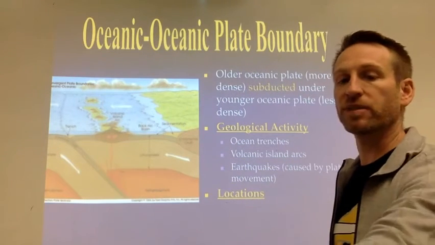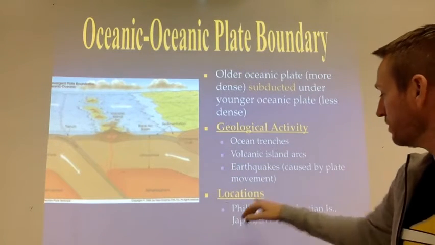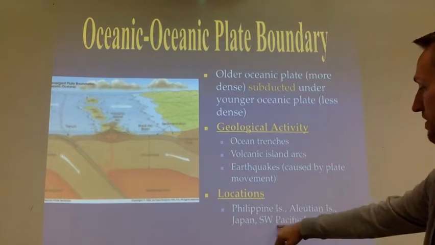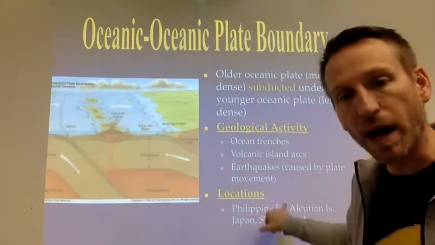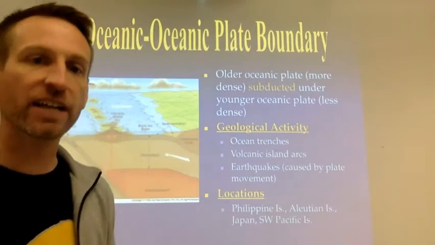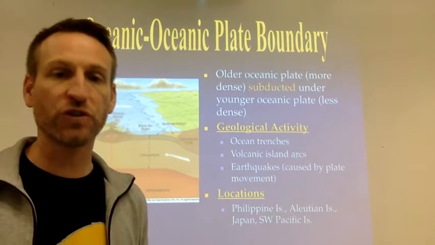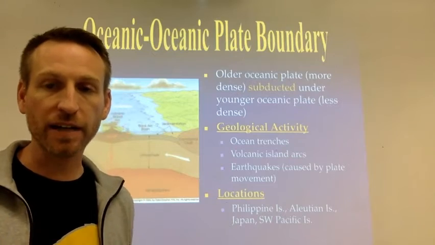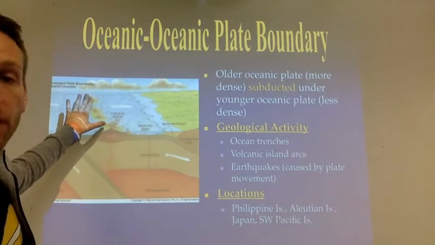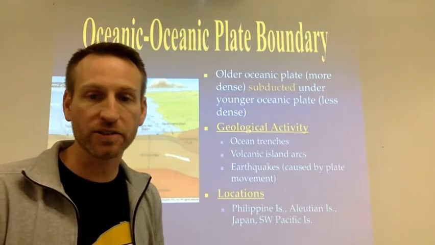All right, so where are some examples of these? Well, notice we have the Philippine Islands, Aleutian Islands, Japan, Southwest Pacific Islands. Hawaii is not on here because Hawaiian Islands are not on a plate boundary. And we'll talk about those later on, but they are not part of these type of islands. That's not what formed the Hawaiian Islands.